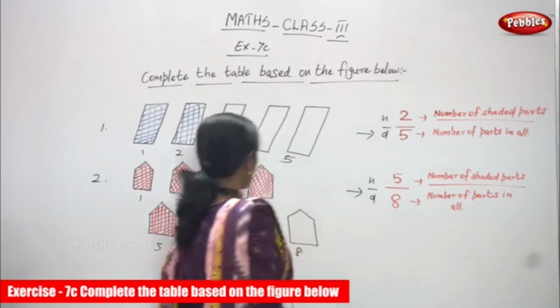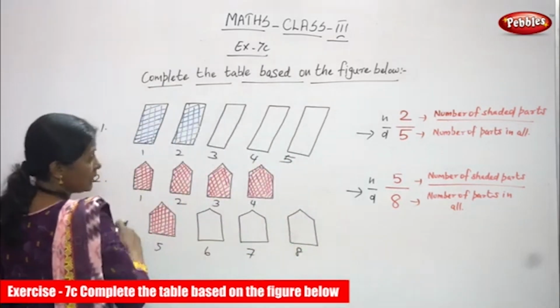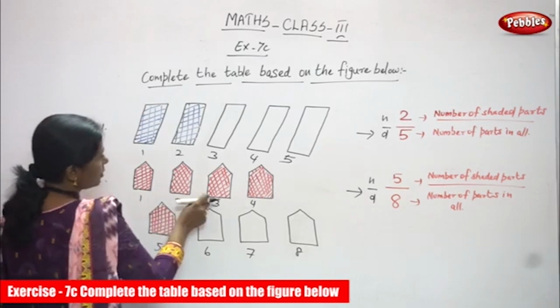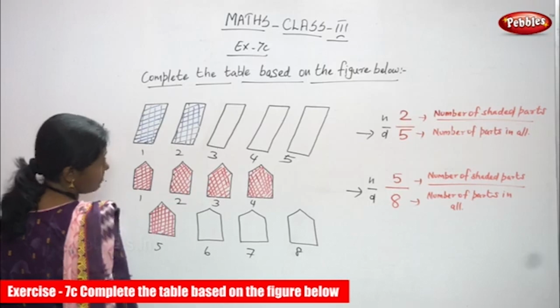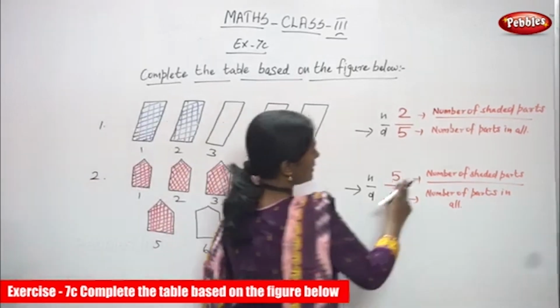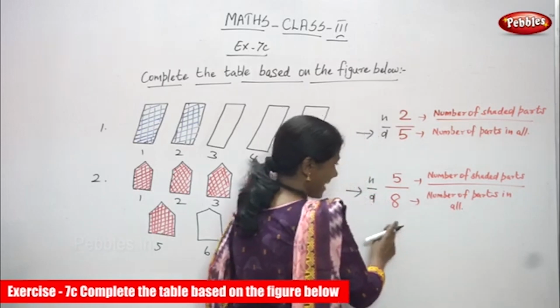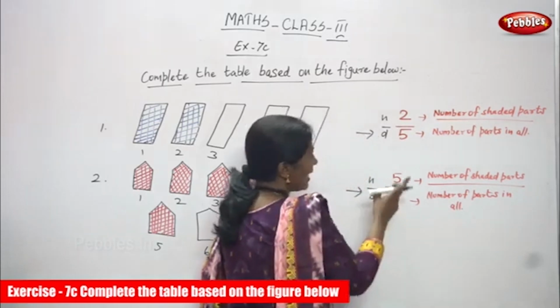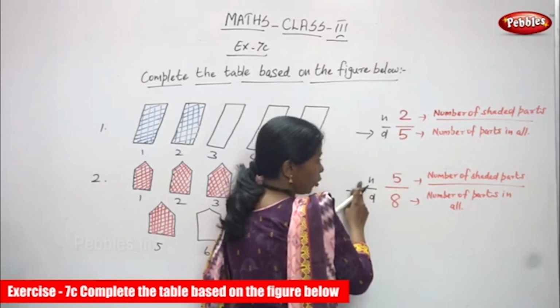I'll repeat once again the second sum. The total number of shapes is 8. Second diagram, that means second shape, 1, 2, 3, 4, 5, 6, 7, 8 shapes. But I shaded only 5 shapes. That is what I have written. Number of shaded parts is 5. Number of parts in all, that is total number of parts, is 8. 8 is the denominator, the bottom number. And 5 is the numerator, the top number.